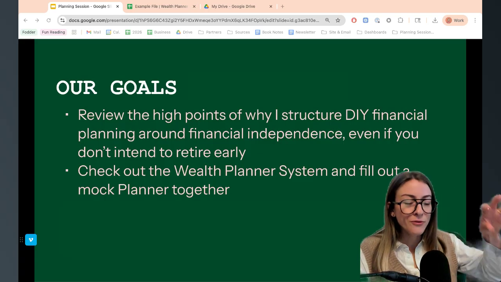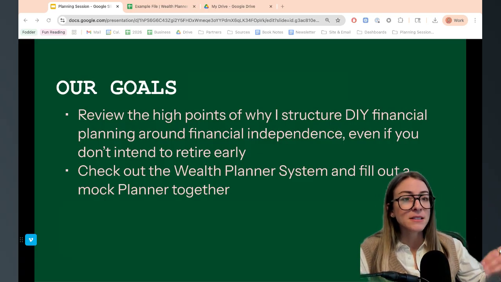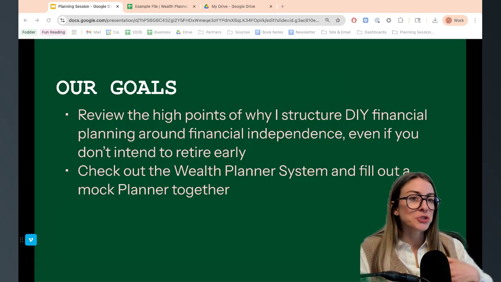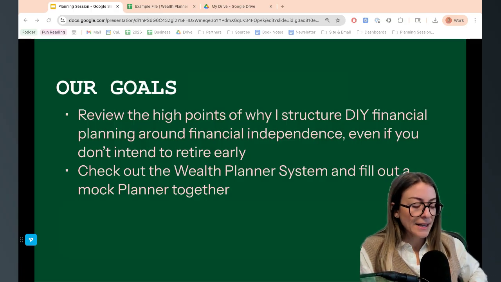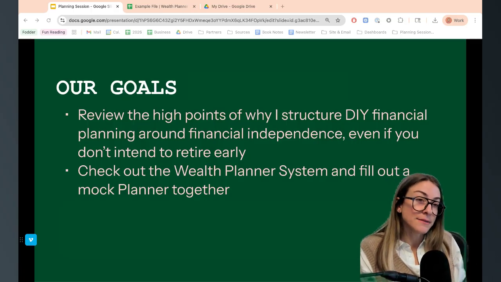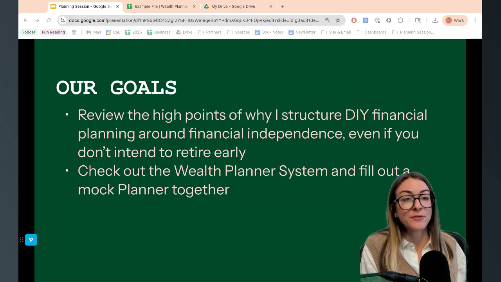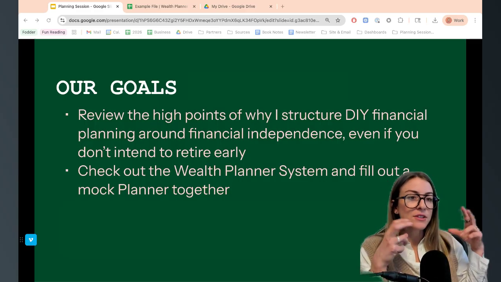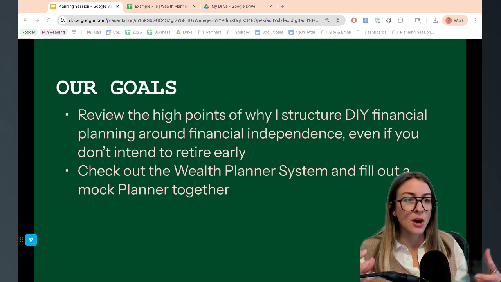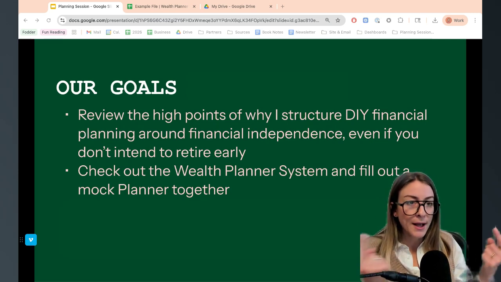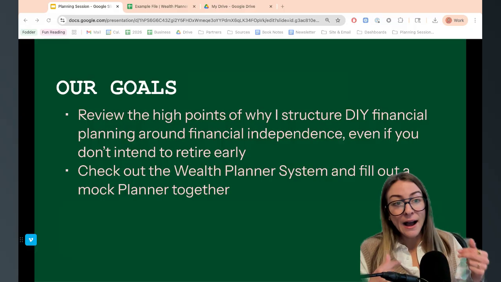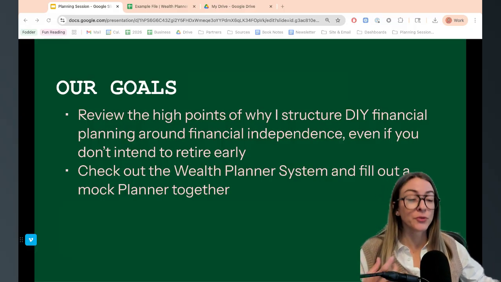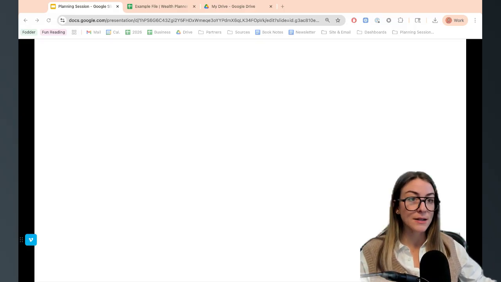Okay, so my goal for the next 60 minutes is to teach you my personal financial planning approach to DIYing your money. And then I'm going to get into the weeds of the tool that I developed and use in order to do that effectively in my own life. Whether you end up using it or not, I think the structure and the inputs that we're going to talk through will help you wrap your head around the type of data that is important to review regularly in order to make progress.